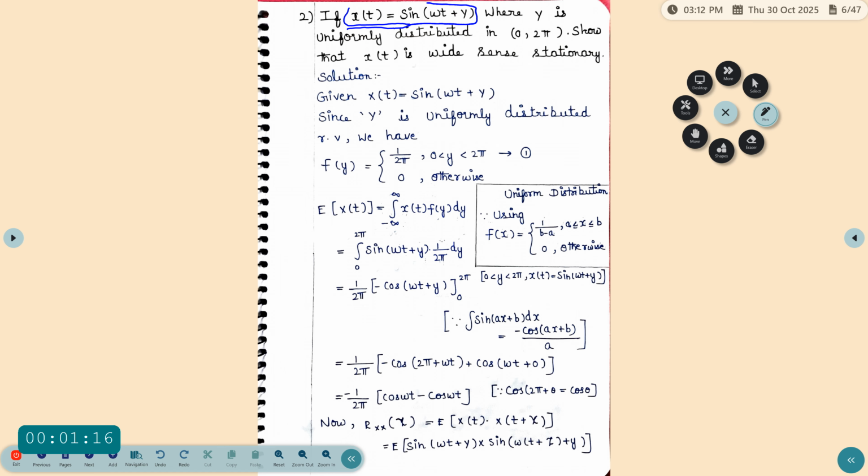sin(ωt + Y) is a random process because a random process is a sine wave or cos wave. So we can put here sin(ωt + Y), where Y is uniformly distributed in (0, 2π). We have to prove that X(t) is wide sense stationary.